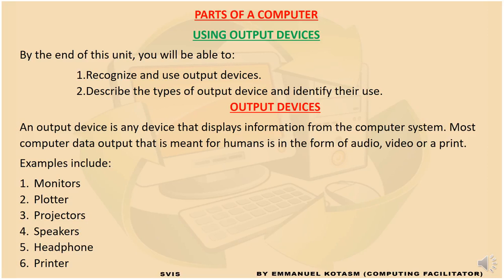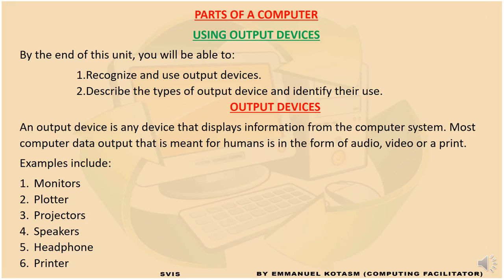So now let's pick an output device. An output device is any device that displays information from the computer system. Most computer data output that is meant for humans is in the form of audio, which is sound, video or a print. So when you talk about a video file, you've seen a video before. An example is a video of Shatawali, or Kumkum Bagya. Or a print is a printed document. An example is our textbooks.